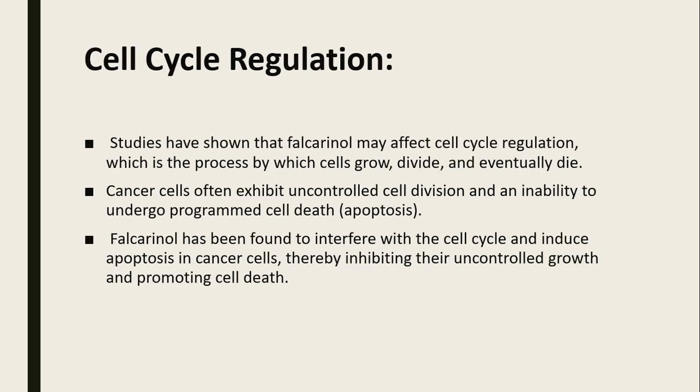Cell cycle regulation. Studies have shown that falcarinol may affect cell cycle regulation, which is the process by which cells grow, divide, and eventually die. Cancer cells often exhibit uncontrolled cell division and an inability to undergo programmed cell death. Falcarinol has been found to interfere with the cell cycle and induce apoptosis in cancer cells. Basically, apoptosis is the death of cells. We can say that apoptosis is used to remove or inhibit the growth of unwanted cells.